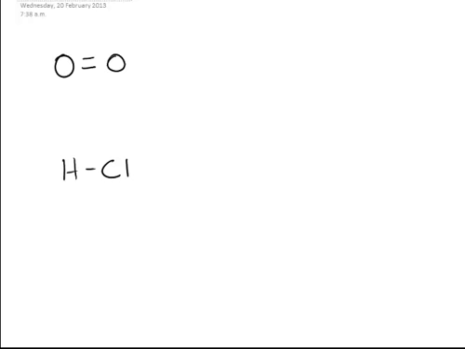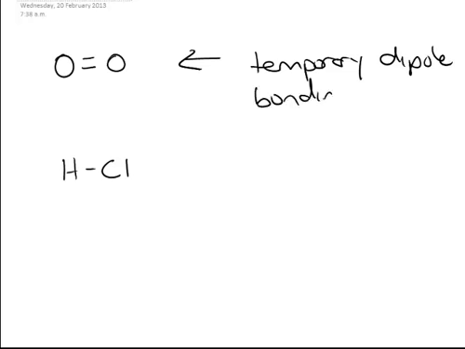Now, in an oxygen molecule, the only type of bonding that's going to exist is going to be temporary. One way of imagining this is thinking about polarity, because this would be a non-polar molecule. HCl, though, we'd consider to be a polar molecule. Chlorine has greater electronegativity, greater attraction for the electrons in that shared bond. Therefore, we'd get a slight negative and a slight positive.